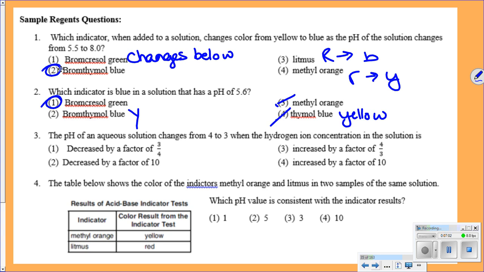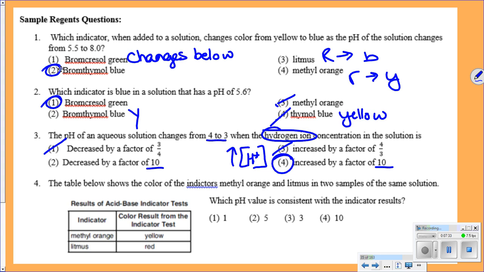Next one is a kind of a Regents pH style question. We have an aqueous solution changing from 4 to 3. What does my hydrogen ion concentration do? So I'm not sure if we'll have covered this in class yet or not. pH is by factors of 10. So we know that our pH has changed by a factor of 10 because it went 1 unit. And because our pH went down, this tells us we had an increase in hydrogen ion concentration.